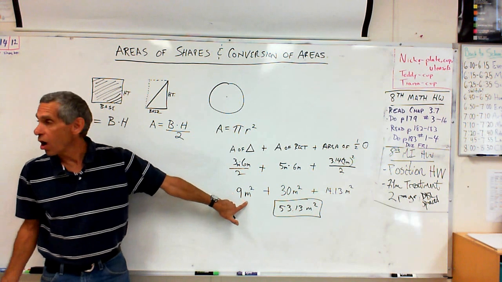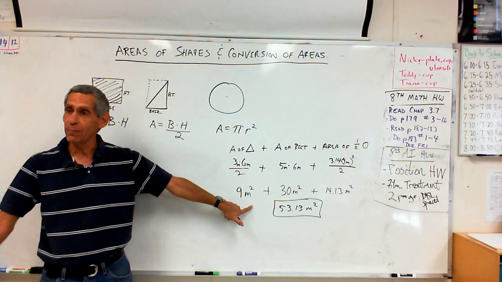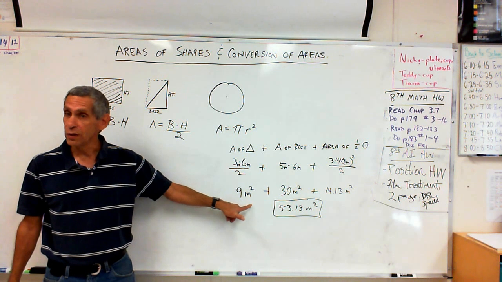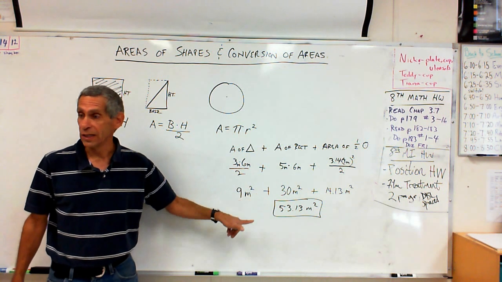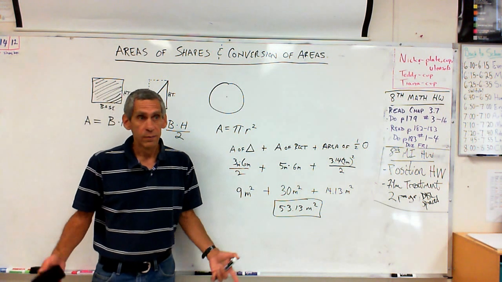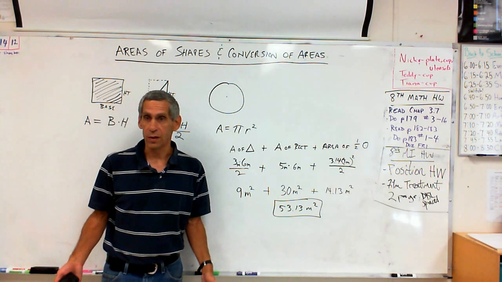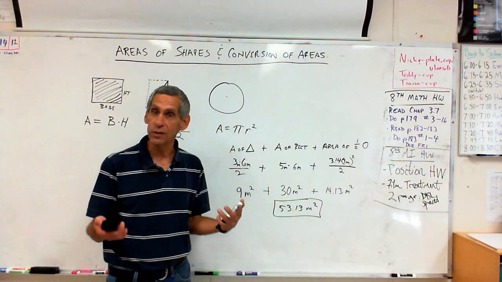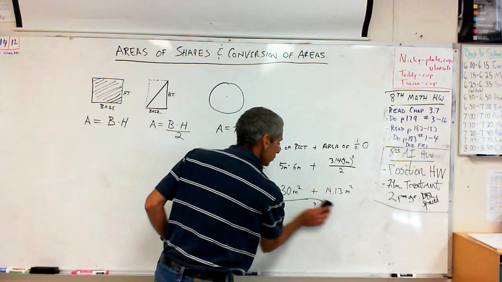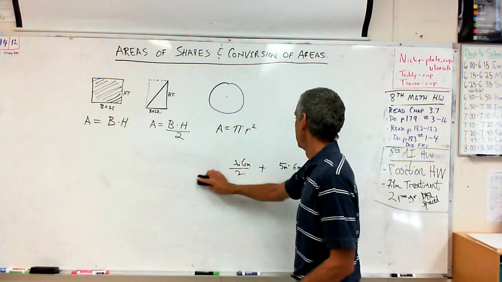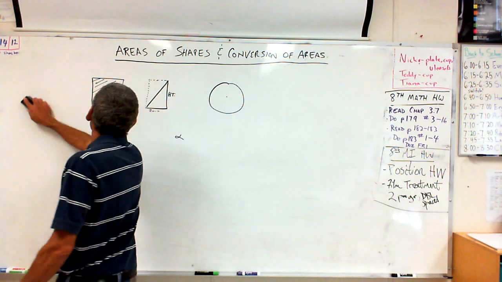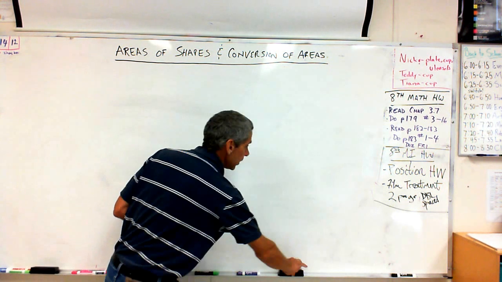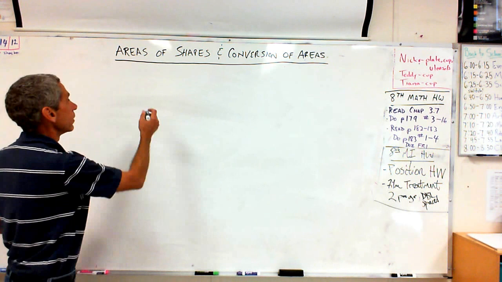With area, it doesn't matter what shape in the universe. If you're talking about area, it's going to be a unit squared. Meters squared, inches squared, feet squared, miles squared, kilometers squared, hectometers squared, right? I mean, anything squared. But it's going to be squared. All right? So let's see how you do that with a conversion. And I know some of you know this, but it's going to be good for everybody to know this.